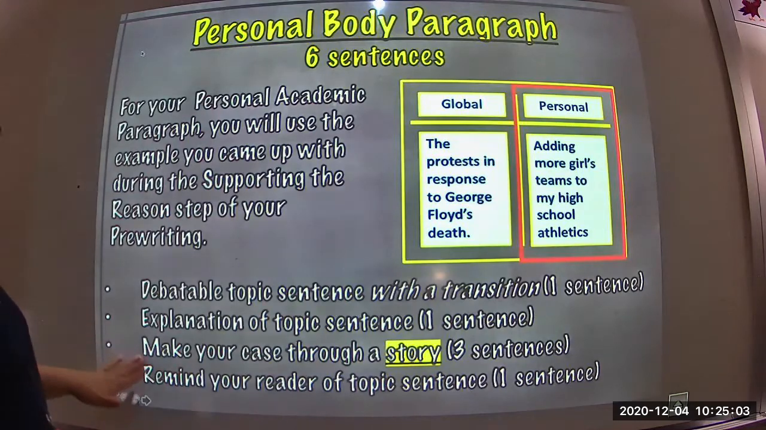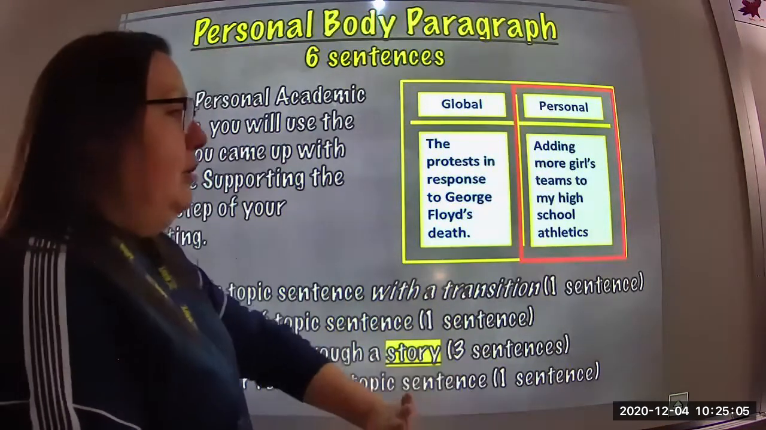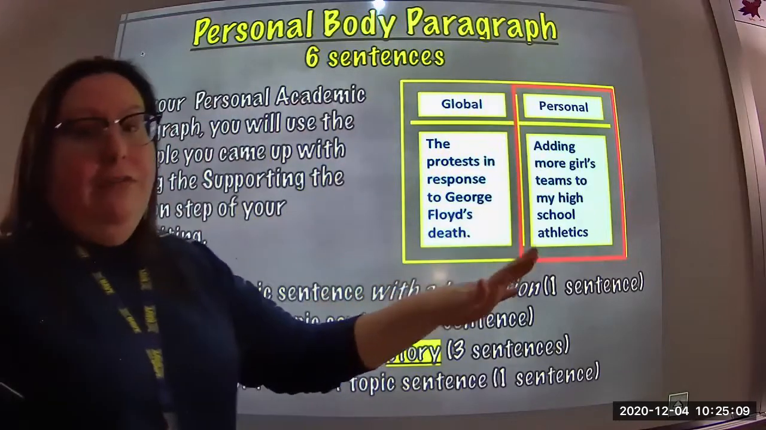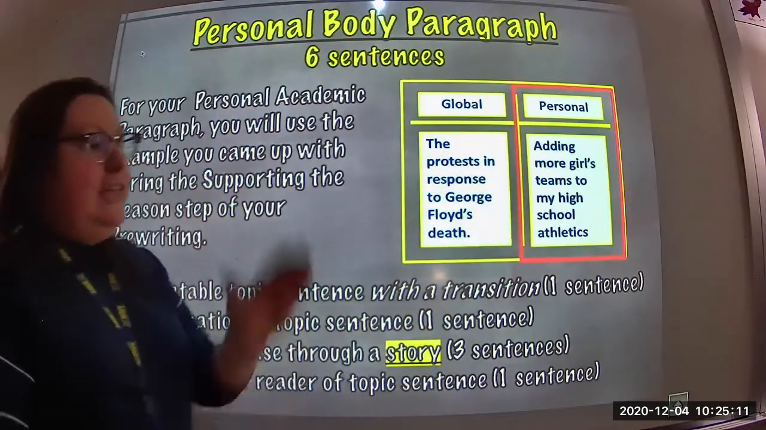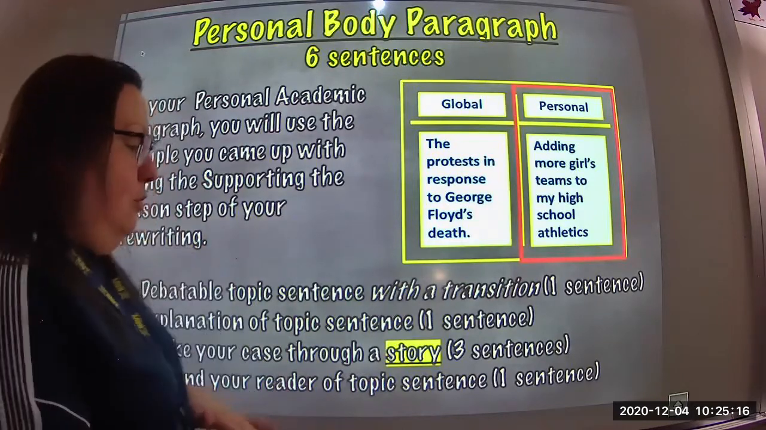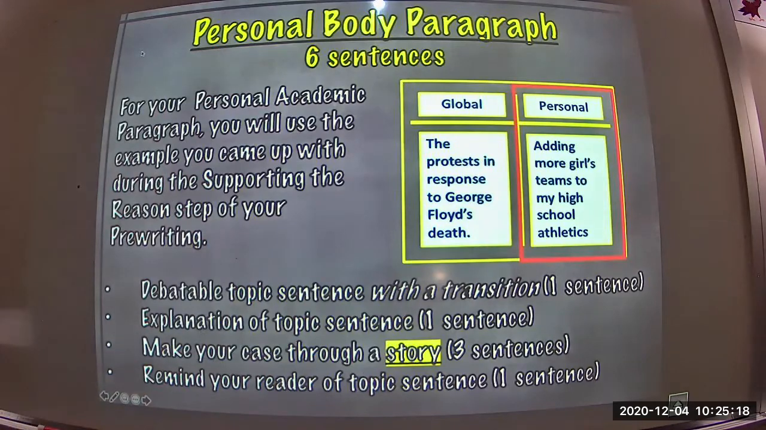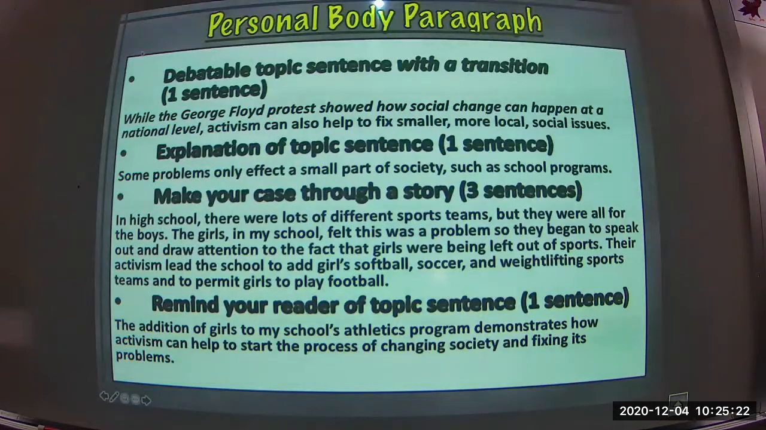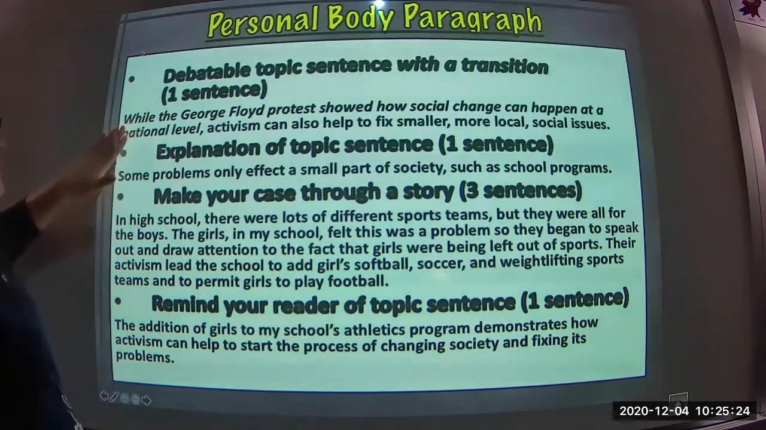And then this time you're gonna use a story, but I'm not looking for the long epic saga of your life. I'm looking for short, concise, beginning, middle, and end. This happened, this is how it ended. That's it. No more, okay? And then you're gonna remind your reader of the topic sentence. So for this example, here's my transition.